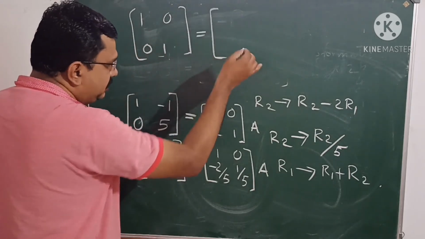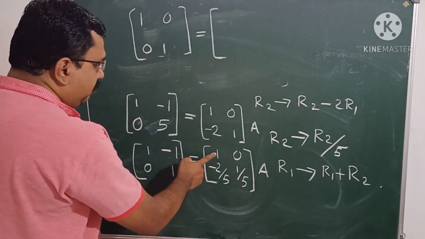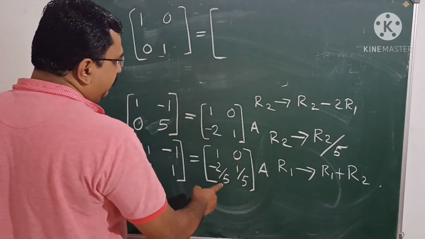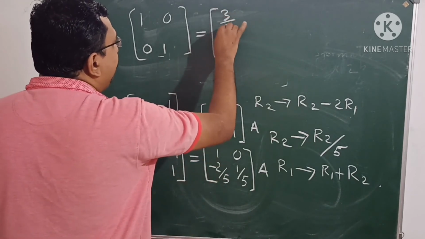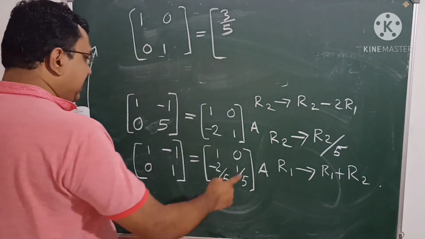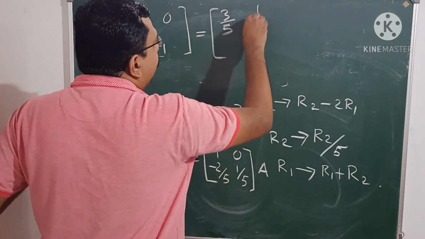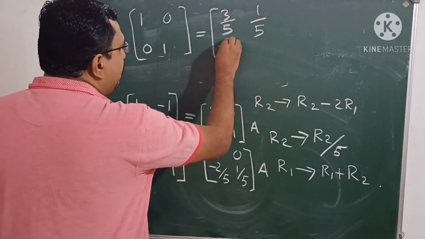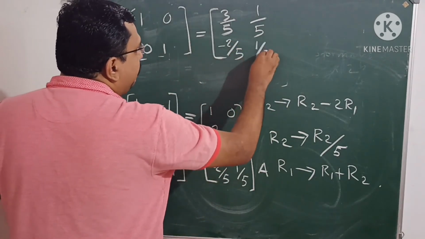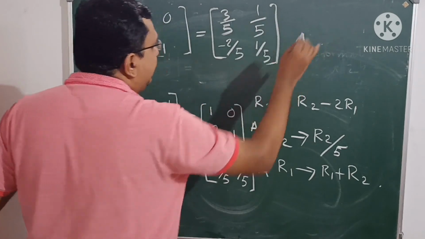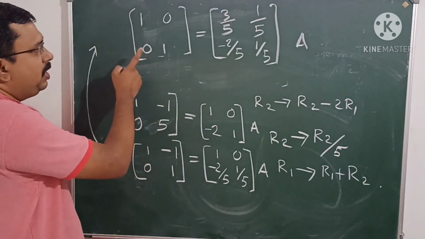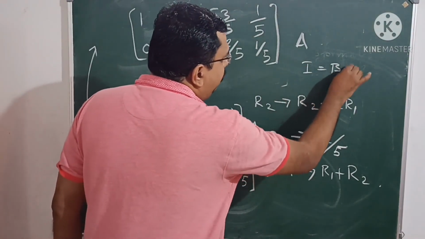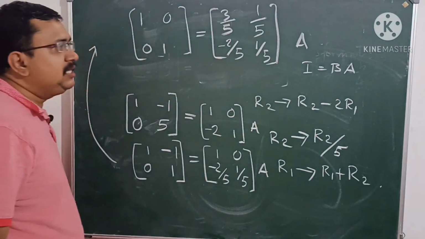The same step is here also. R1: 1 plus minus 2 by 5, that is equal to 3 by 5, and 0 plus 1 by 5, 1 by 5. And all others remain the same: minus 2 by 5, 1 by 5, into A. Therefore, now our matrix is of the form I equal to B into A. Then we can say that B is A inverse.